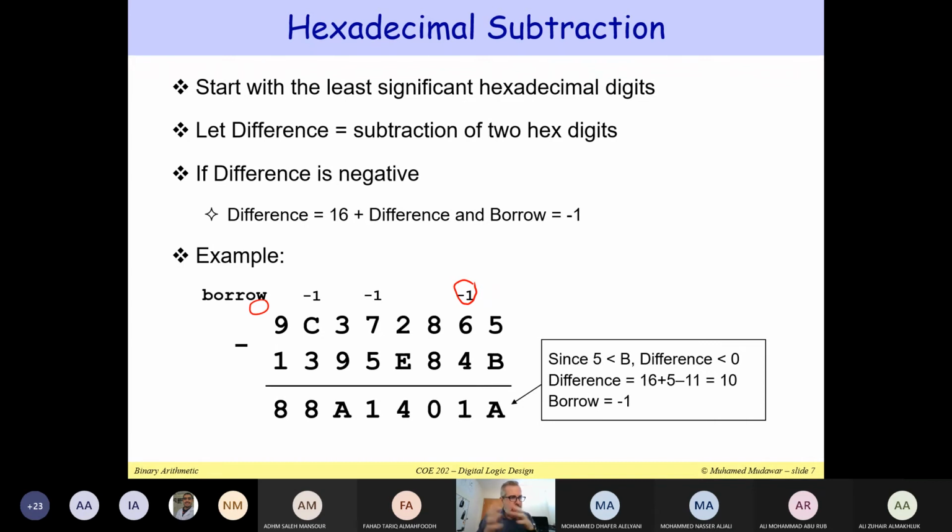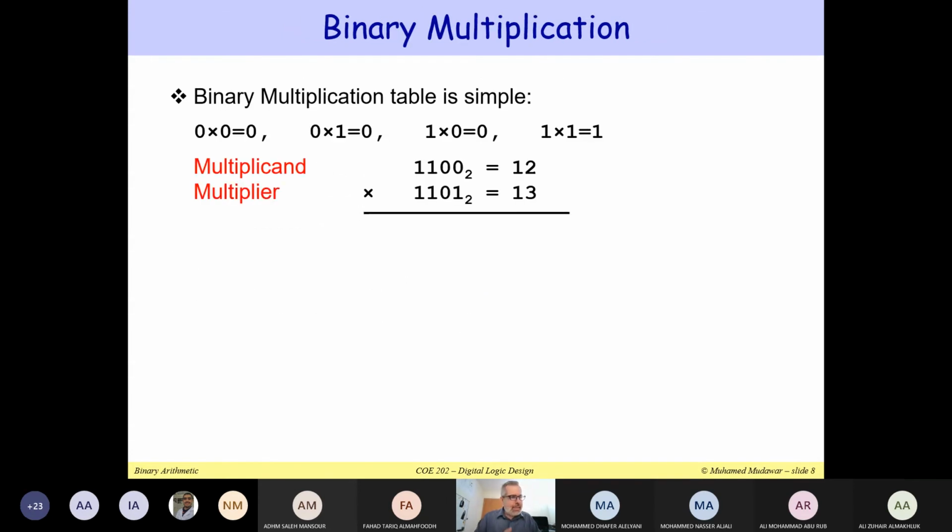But here, we did not get the borrow. So if you look at the first number, it is larger than the second one. So we did not really get a borrow. But sometimes you might actually get a borrow. Right. Let us take a look at multiplication.